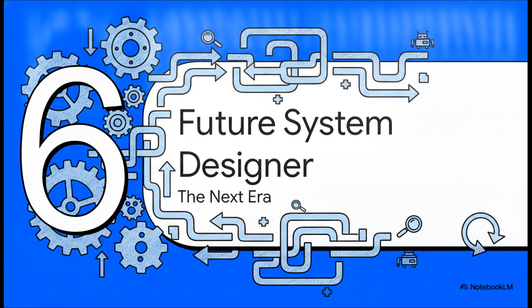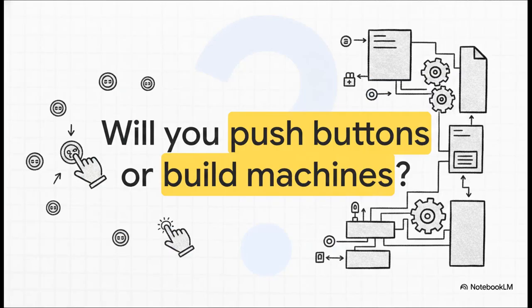Finally, Section 6, the future system designer. This whole evolution, from manual prompting to loop engineering, it's not just a neat trick. It signals a fundamental change in our entire relationship with software development and problem solving. We are rapidly moving away from being mere prompt operators who micromanage AI toward becoming system designers who architect entire environments for AI to succeed in.